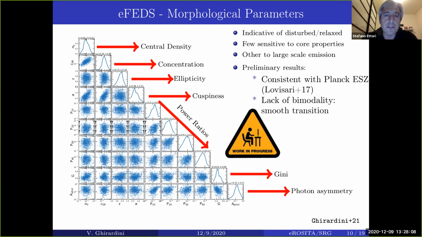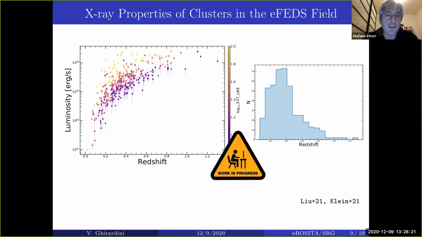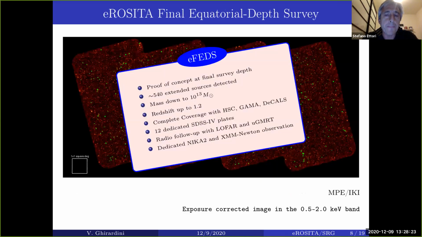And then a more scientific question is related to the eFEDS field. It seems there is a lot of structure in eFEDS. I was wondering if you tried to apply a different technique to resolve structure at low surface brightness, because not all the green points identify overdensities.